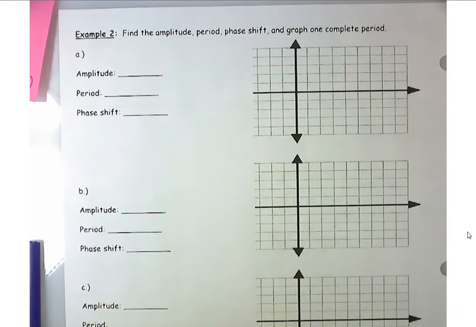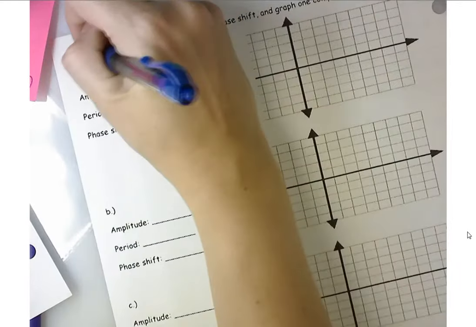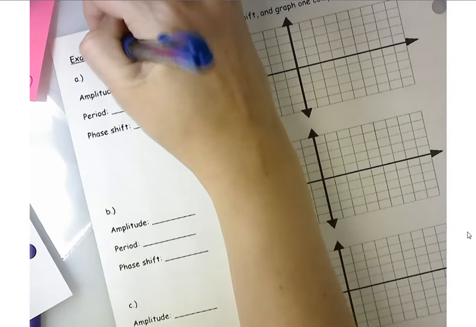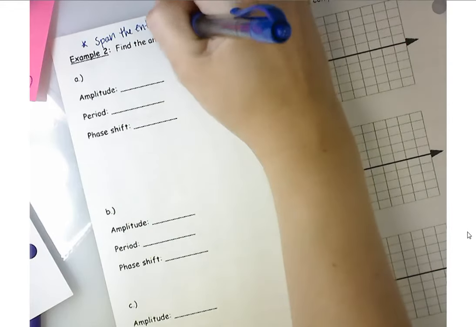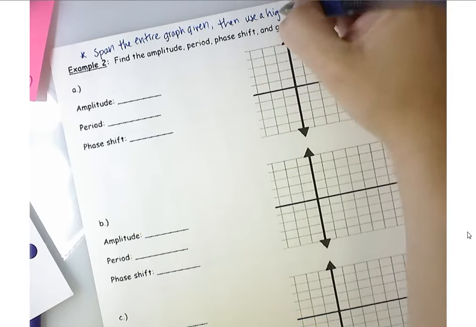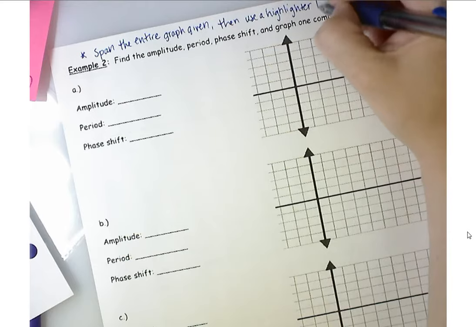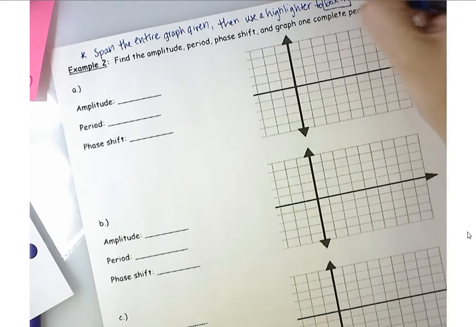Find the amplitude, period, phase shift, and graph one complete period. When we're graphing, we're still going to span the entire graph like we did yesterday. So span the entire graph given. Then use a highlighter, or really any color pen is fine, to box in one complete period.